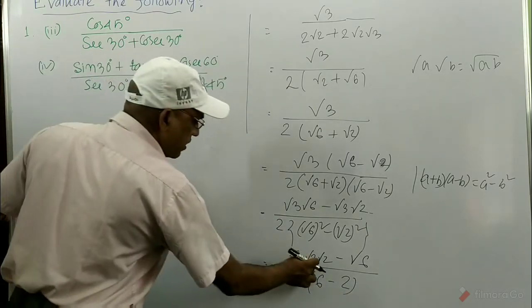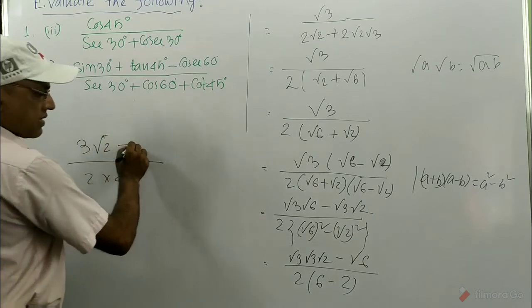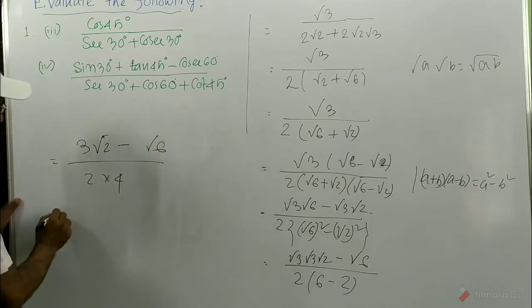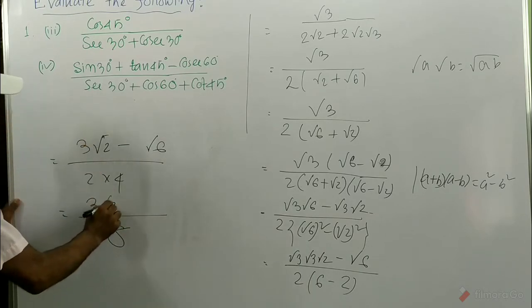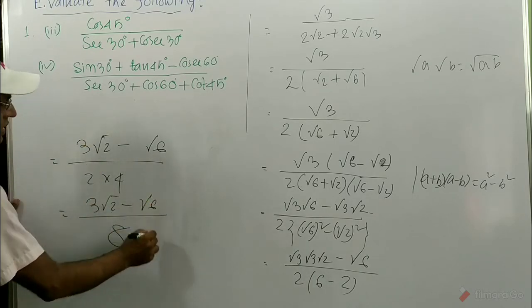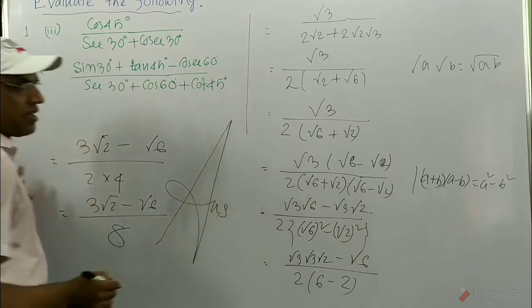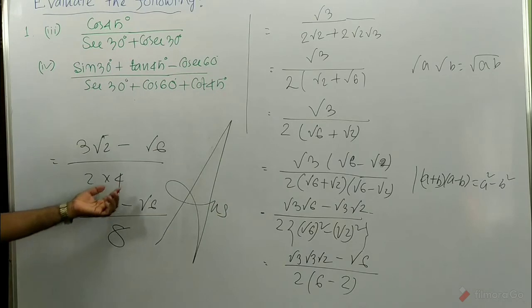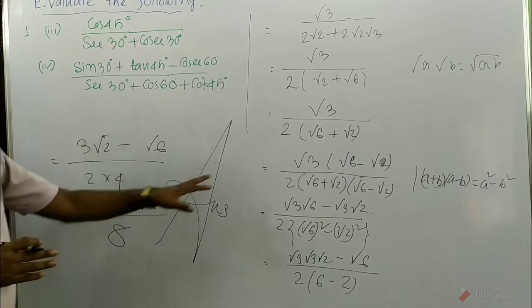And root 3 we get 3. 3 root 2 minus root 6. So this will be 8. 3 root 2 minus root 6. This is our answer. Just putting the values from the table, then I calculate, ultimately I get this as our answer. So is this solution clear?